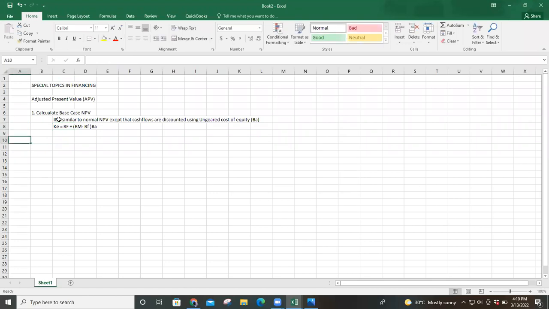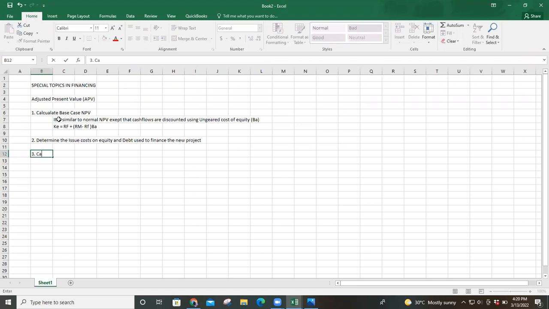Then step number 2 is to determine the issue costs on equity and debt used to finance the new project. We calculate the issue costs.